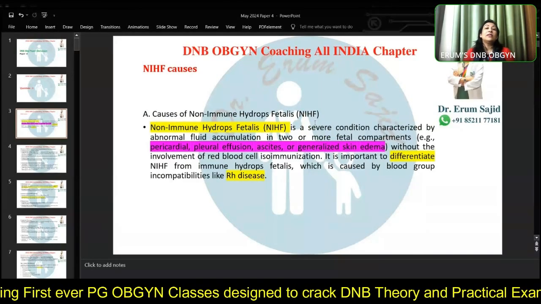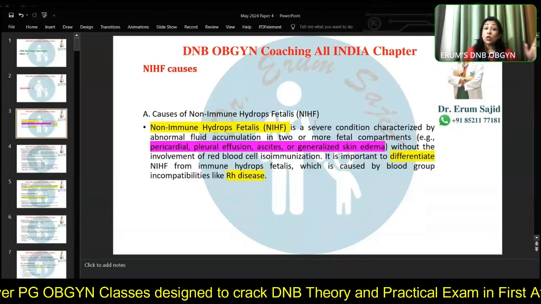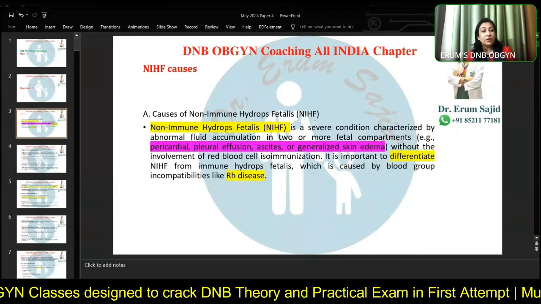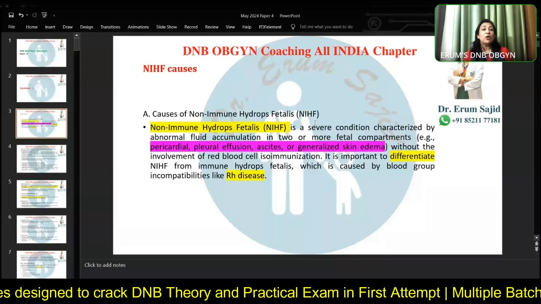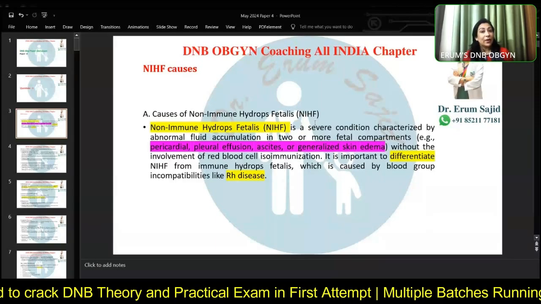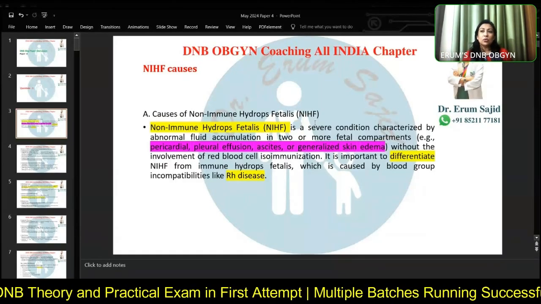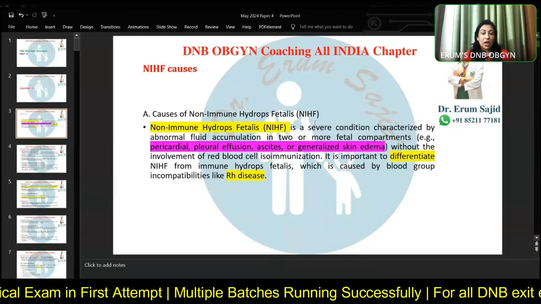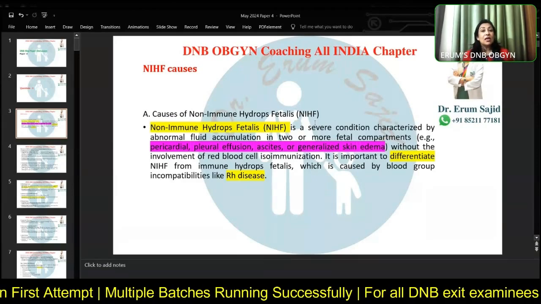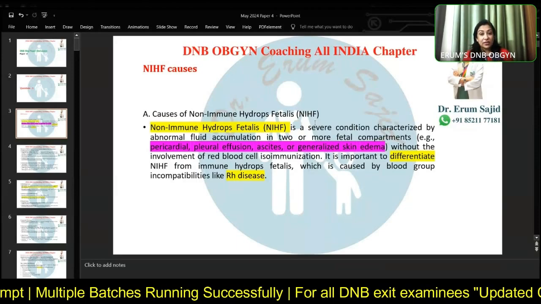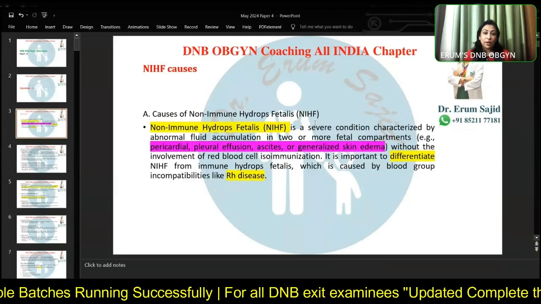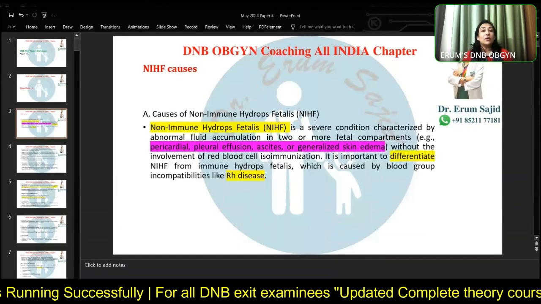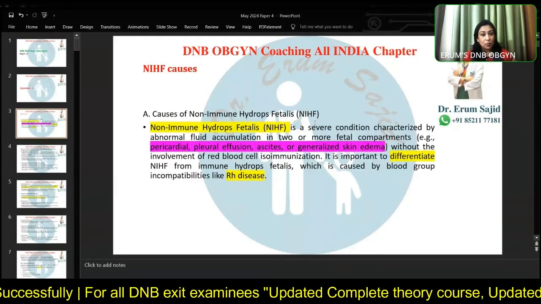So the first one was NIHF. You know that this question was asked long back. It's been repeated now. Non-immune hydrops fetalis causes, they can ask you anytime, but it was asked long back, I think 2016 or somewhere. And then mostly they were talking about RH isoimmunization. In this answer, except for RH isoimmunization, everything else is included. So we're going to be listing the causes of non-immune hydrops fetalis.